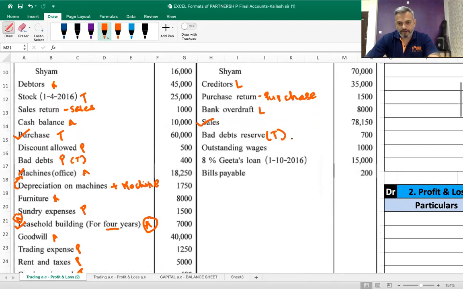We take this to the profit and loss account. Then outstanding wages, we minus this in profit and loss. If you remember the format, okay, we'll see that. Outstanding wages is the money which we have to yet pay, it is our liability.